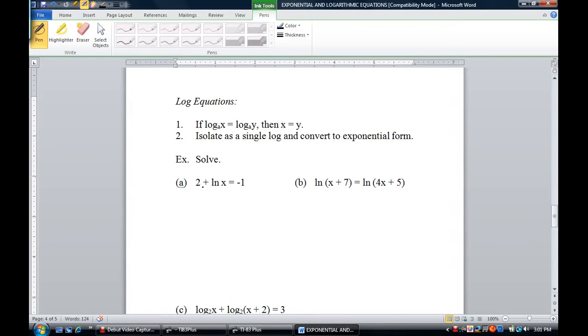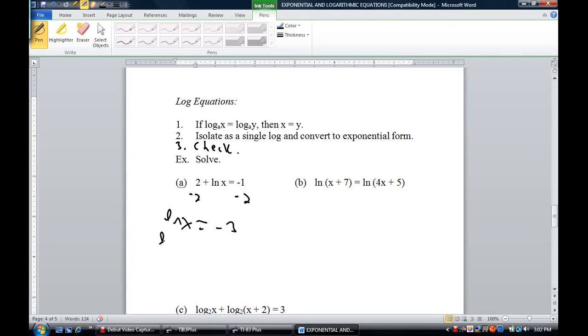Let's do this first one. 2 plus the natural log of x equals negative 1. Now, by the way, this third thing we should always do is check our answer. This is the big deal on these log equations. So, for question A, 2 plus natural log of x equals negative 1, we're going to isolate the natural log of x first. That 2 is in the way, so we're going to subtract 2 from both sides. And we get natural log of x equals negative 3.